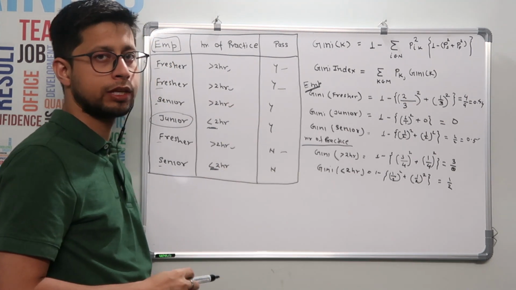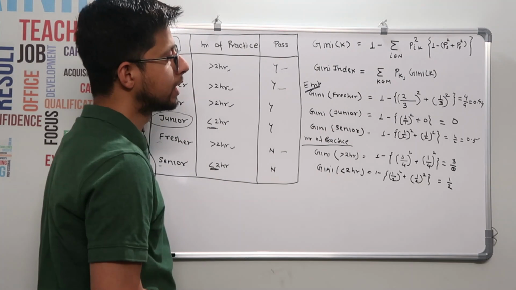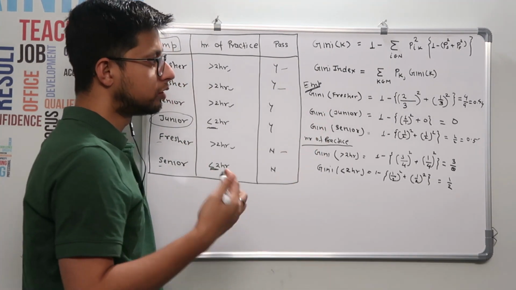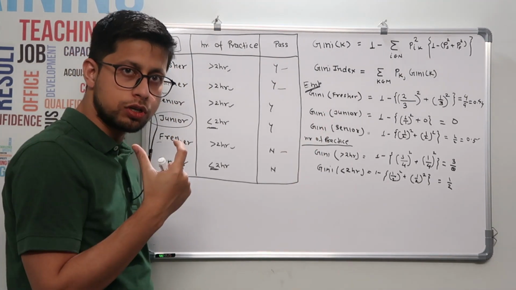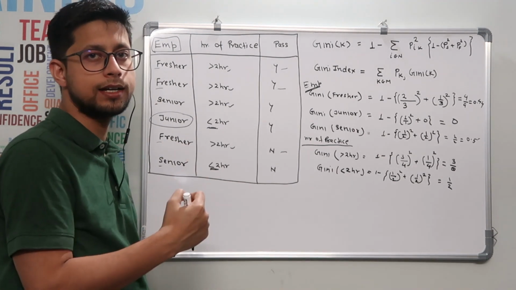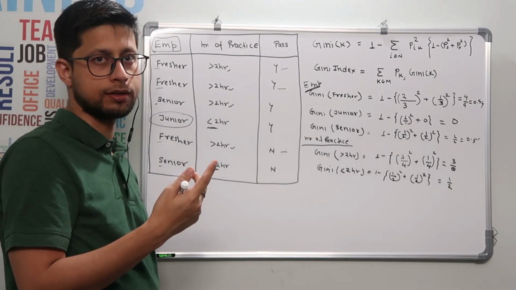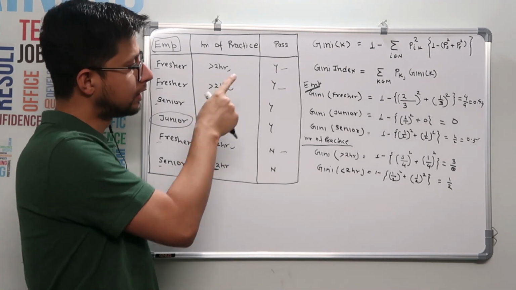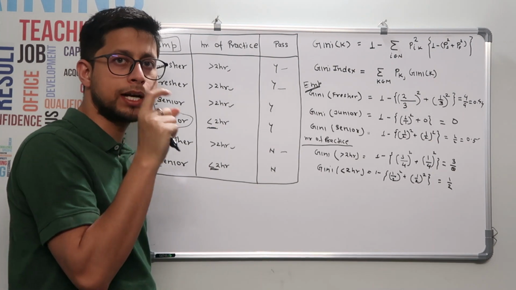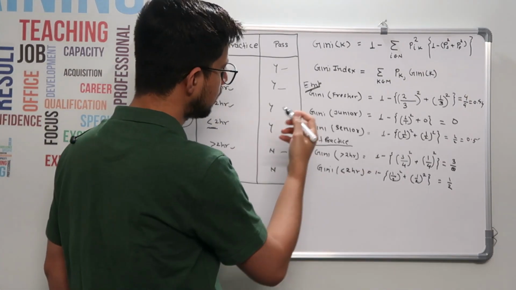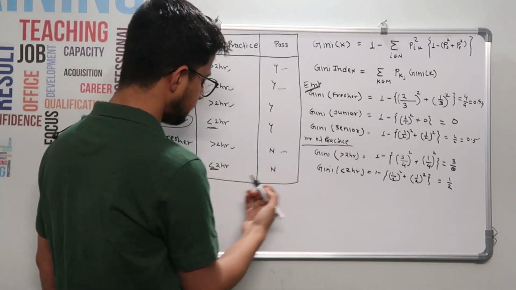Now we know how to calculate the Gini, but the decision making happens with respect to the Gini index, that is the weighted Gini. The node which has the lower Gini index has less impurity, meaning it contains more information, so that node will become the parent node. So let's calculate the Gini index.